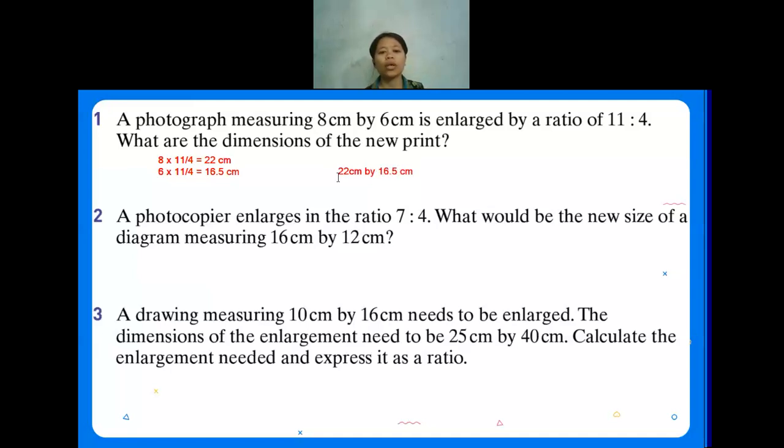Is there anyone who is confused, or is my explanation still confusing? No? Okay, let us move to question 2. You can try it and later tell me the answer. The new size after enlargement, 7 to 4. 28 and 21. Okay, is there anyone who is confused?